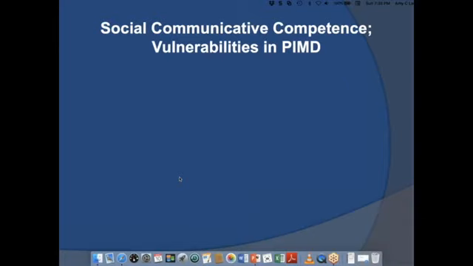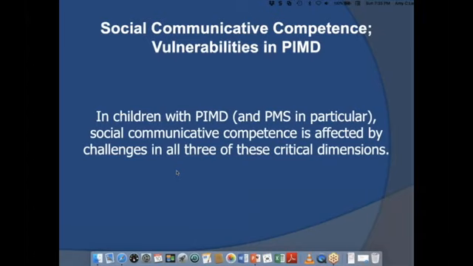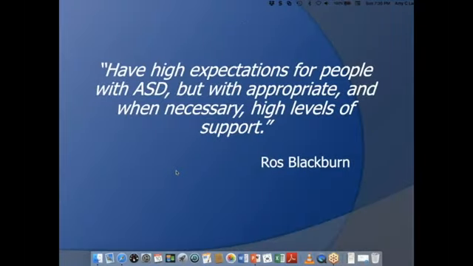Okay, so I think we've clearly established that these are areas of challenges for children with profound intellectual multiple disabilities, and that these areas are definitely impacted for your children and children with related social communicative difficulties. I also love this quote from Roz, again, a neurodiverse woman, who just says you have to have high expectations for individuals with ASD, but with appropriate and when necessary, high levels of support. And that's what SCERTS really strives to do, right?